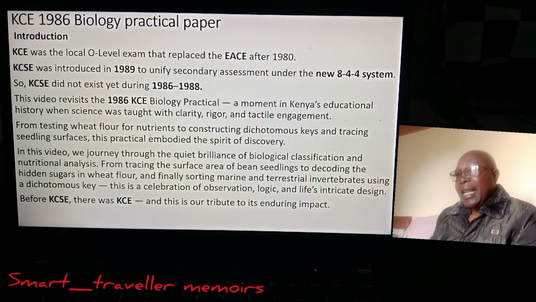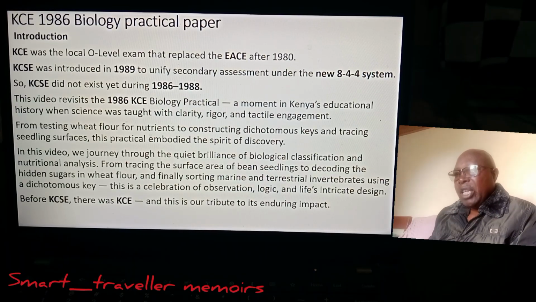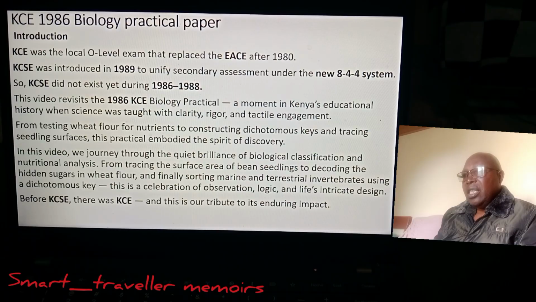You might be wondering why I'm changing the examination bodies like that, but for your information, KCE was the local O-level exam that replaced the EACE after 1980 when the East African Community broke, because EACE was being done by Kenya, Uganda, and Tanzania.